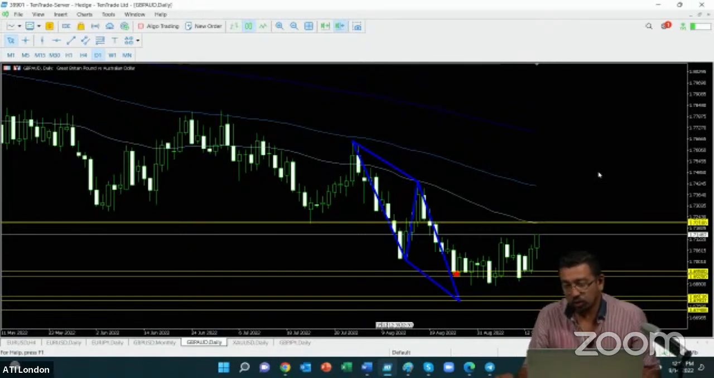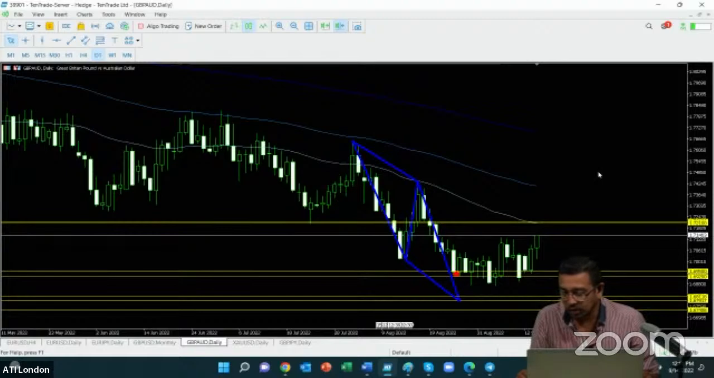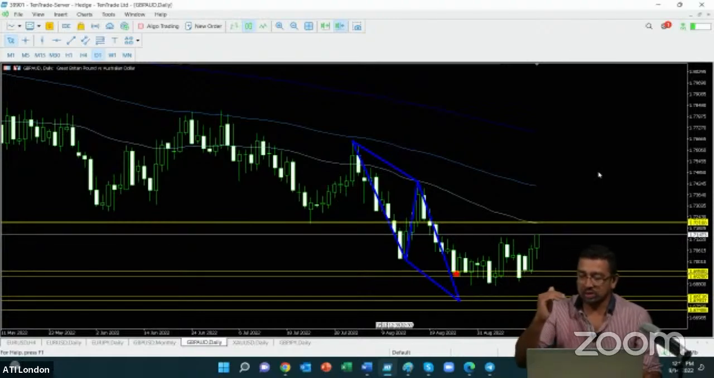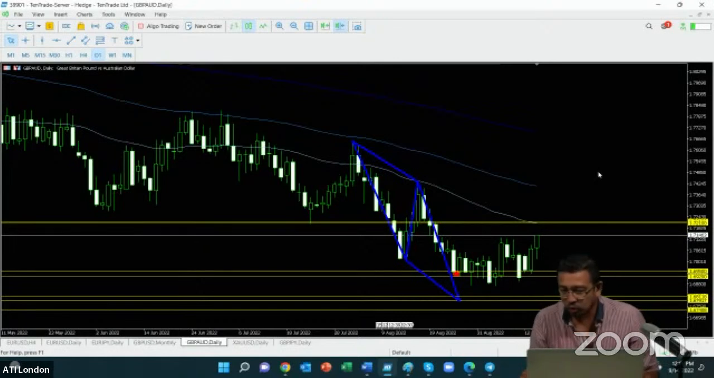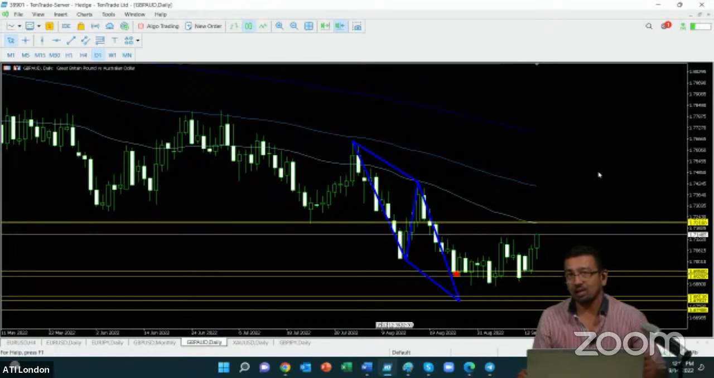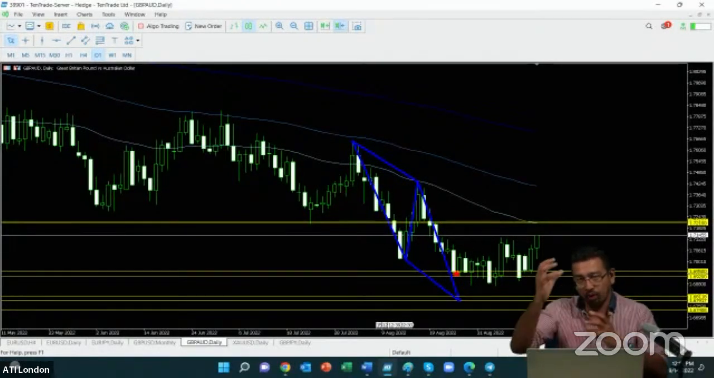And basically whatever you do, if you're buying your GBP AUD, I think the best ideal place to exit is 1.7200 and under. So 1.7190 would actually be an ideal place to exit. We have got a good run of price to the upside.